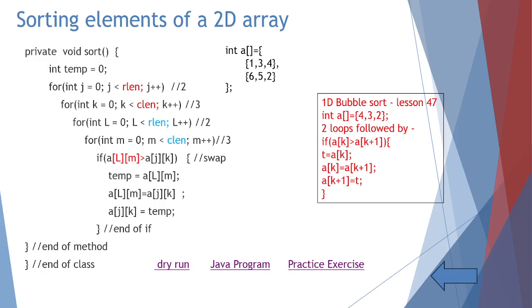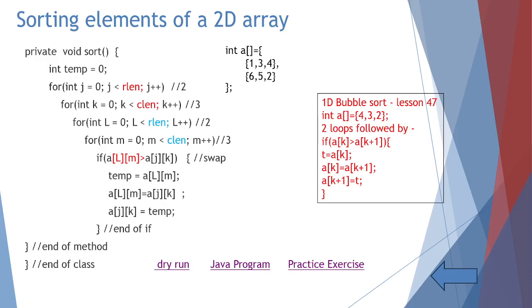m are the variables. Now, if a of lm, one set of variables, greater than a of jk, compared to if a of k greater than a of k plus 1 in bubble sort of one dimensional array, and temp equals a of lm, two subscripts, in a of lm, store whatever is in a of jk, and in a of jk, store whatever is there in temp.